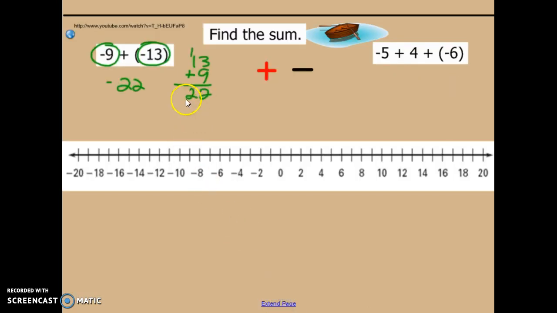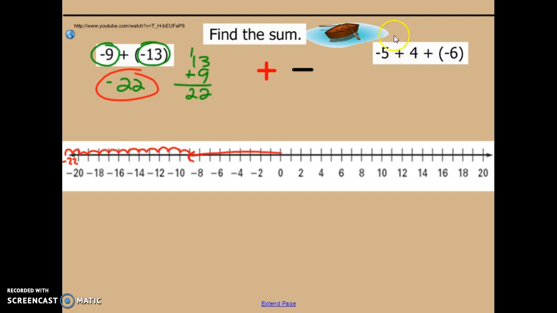If you wanted to use your number line for that and go negative 9 first, negative 9 is right there, and then another negative 13, 1, 2, 3, 4, 5, 6, 7, 8, 9, 10, 11, 12, 13, 2 more past 20 would be negative 22, just like we have.